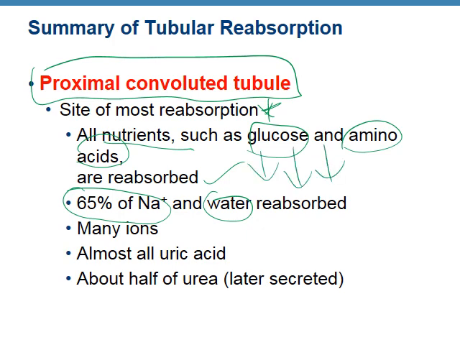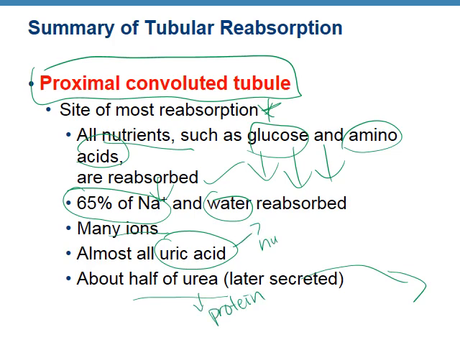To reabsorb these, we have to have lots of sodium, lots of ions, almost all of the uric acid, and about half of the urea. And we'll talk about what's going to happen to the rest of this later. So urea is from protein breakdown, and uric acid is from nucleic acid breakdown. So nucleic acids and proteins are broken into amino acids and turn into urea.